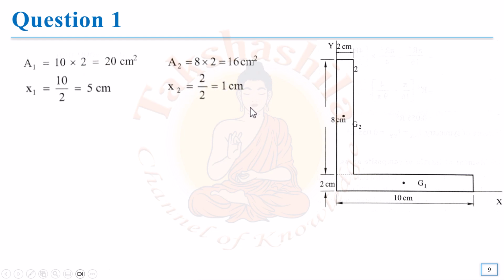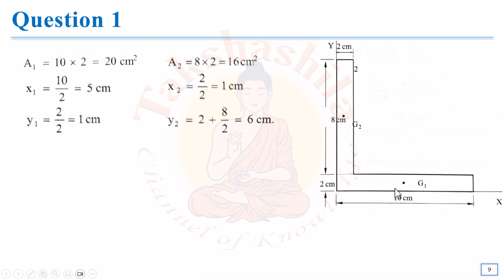Then we are calculating the values of x1 and x2. What were x1 and x2? x1 means the horizontal distance that we have to travel from our reference y-axis to the centroid of my first figure. We have the reference y-axis here. I have to travel a distance of 10 by 2 so that I will reach G1. You can see here they have written 10 by 2. And what about x2? The horizontal distance I have to travel from my reference y-axis to point G2. The total width is 2, therefore this distance is 2 by 2, that will come as 1 centimeter. That is also written here.